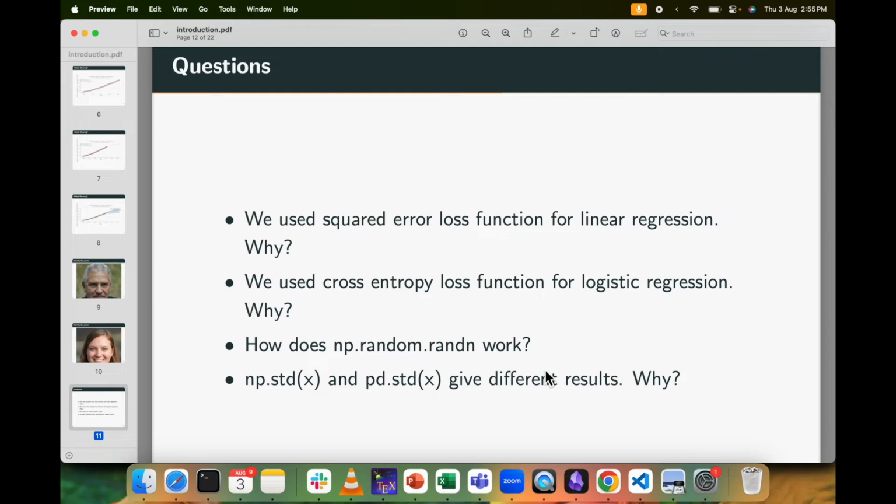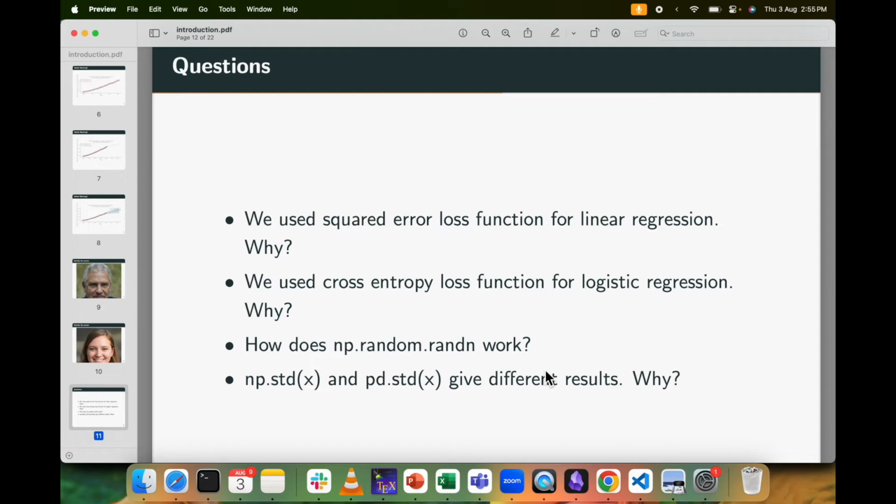How many of us know what numpy.random.random does? It generates normally distributed random samples with certain mean and variance. But how does it work under the hood? Is it a deterministic algorithm? Is it a completely random algorithm? How does it work? In this course, we'll study how we can sample from various distributions.